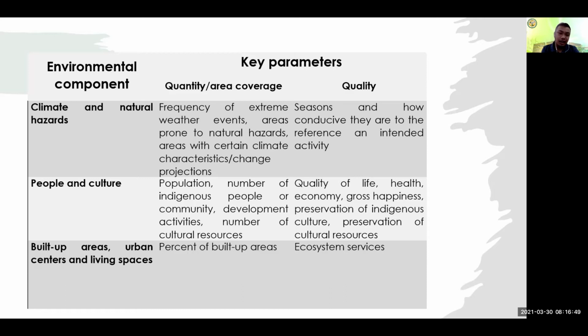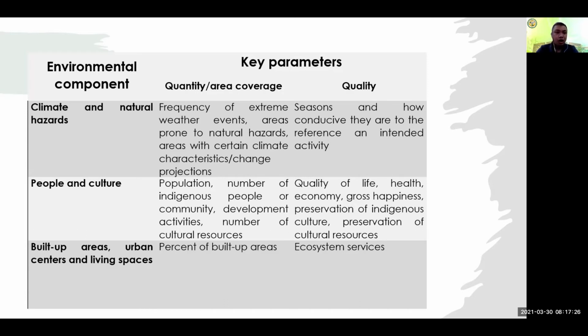Now, lastly, we have the built-up areas or urban centers and living spaces. When we speak of built-up areas, these are areas wherein residential houses and buildings are being constructed. For the parameters in terms of quantity, we are looking into the percent of built-up areas as compared to those areas for agriculture and for other land uses. Lastly, to check for its quality, we need to identify the ecosystem services that these built-up areas provide to the people.